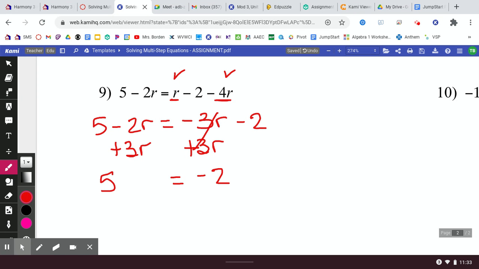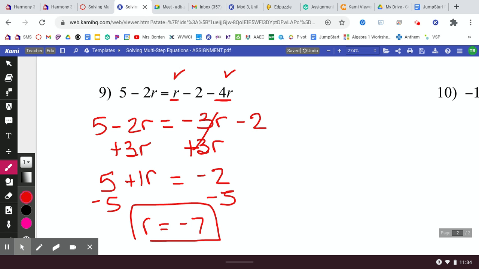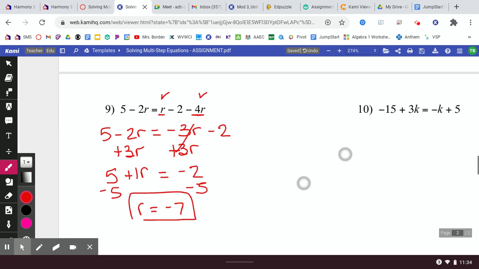Now, what do we end up with as far as R's? Good. Plus 1R. And then what? Great. -5 and -5. Now, I'm going to not write the 1 in front of that R. You can, you cannot. It doesn't really matter to me. It's just understood that it's there, but you don't ever have to write it if you don't want. All right, -2 minus 5? -7. You guys are rock stars. I love it.